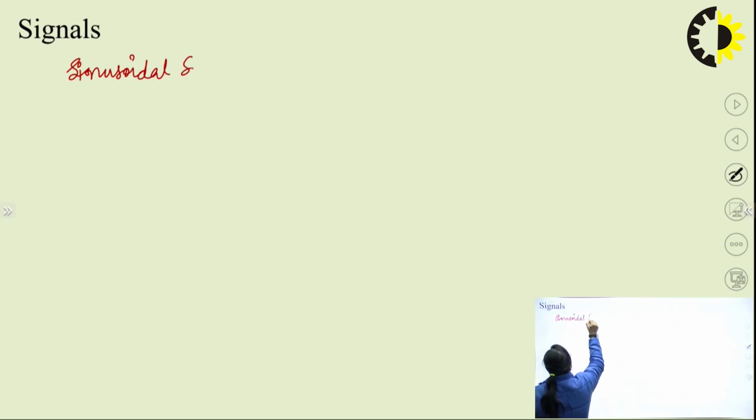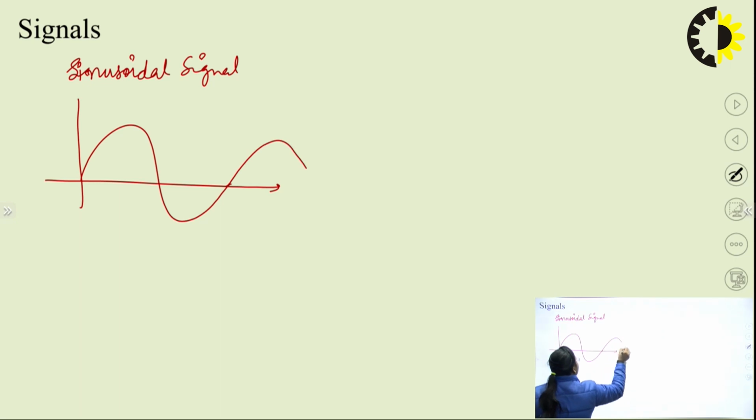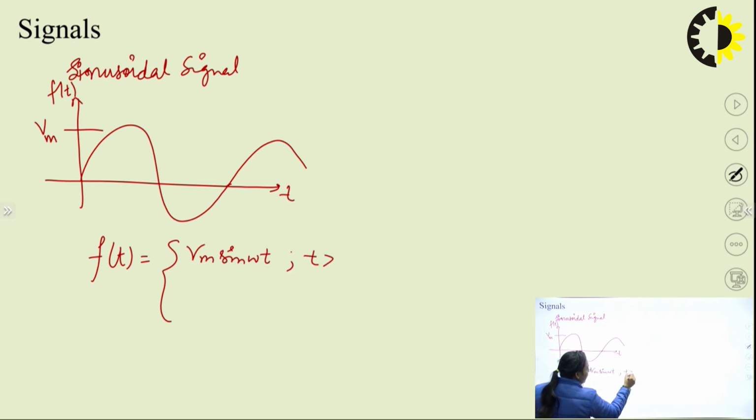Another signal will be the sinusoidal signal. It can be represented graphically like this, and the magnitude will be, let's say, Vm. I am representing it as f(t). So I can write f(t) mathematically as Vm sin(omega t) for t greater than or equal to 0, otherwise it is 0 for t less than 0.